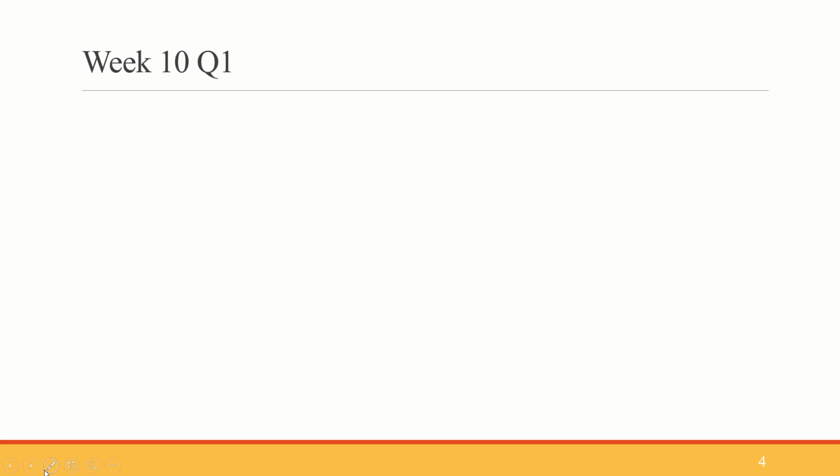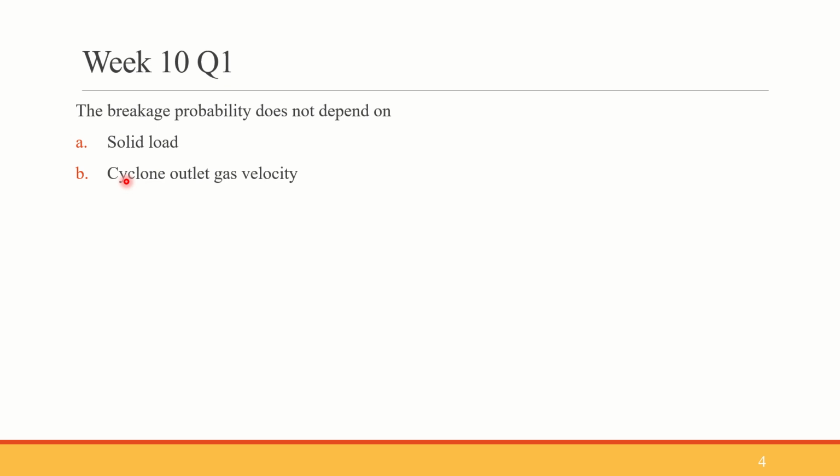So for week 10, we are now going to question 1. In question 1, what is asked is that the breakage probability does not depend on dash. Option A, solid load. Option B, cyclone outlet gas velocity. Option C, particle size. Option D, material specific constant. So what do you think is the right answer, and why do you think so?